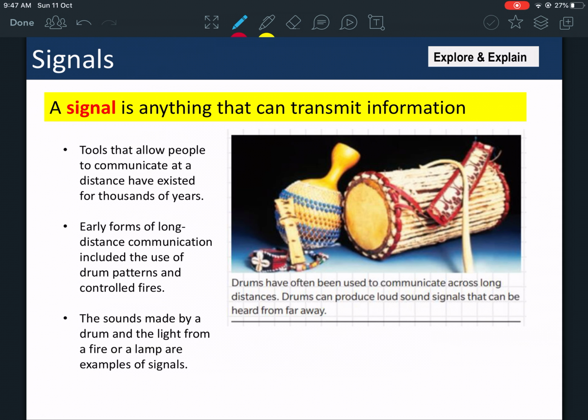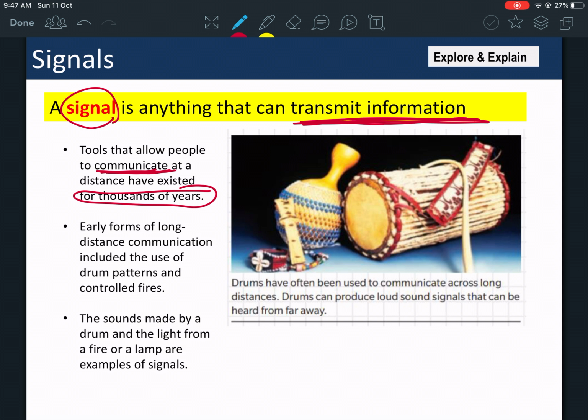We need to understand first the meaning of the word signal. A signal is anything that can transmit information. Like when you wave to your friend from afar, that's a signal. You're transmitting information. You're saying hello. A signal is basically a tool that allows people to communicate. They have existed for thousands of years.